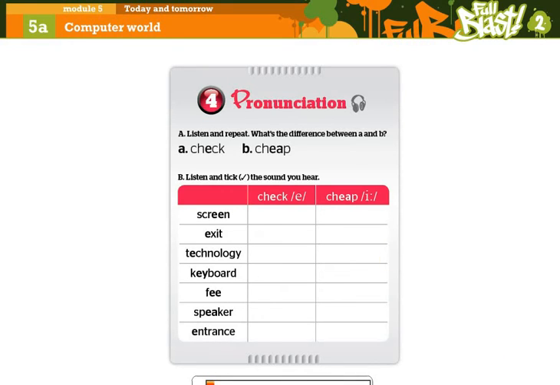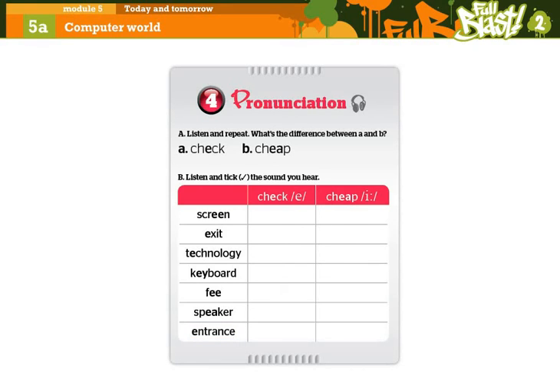4. Pronunciation. A. Listen and repeat. What's the difference between A and B? A. Check. B. Cheap. B. Listen and tick the sound you hear. Check. Cheap. Screen. Exit. Technology. Keyboard. Fee. Speaker. Entrance.